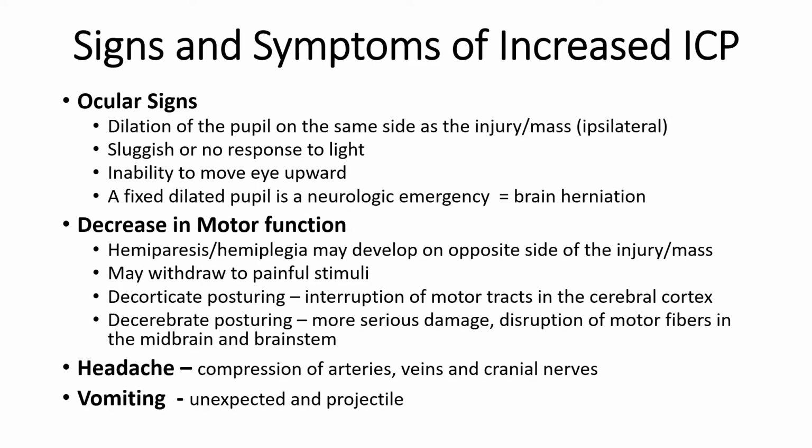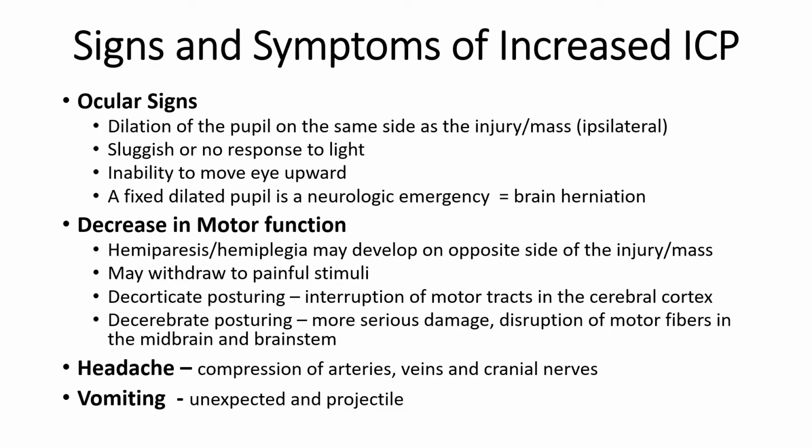So signs and symptoms continued for increased ICP. We're going to have ocular signs. If you're a nurse and you have a neurological patient, we always want to look at those pupils, right? So what's going to happen is we'll have dilation of the pupil, and it's usually on the same side of the injury. So same side of the swelling that's going on. If there's a mass in the brain or a contusion to one side of the brain, we may see that dilation of the pupil on that same side. The pupils will be sluggish. They may not respond to light.